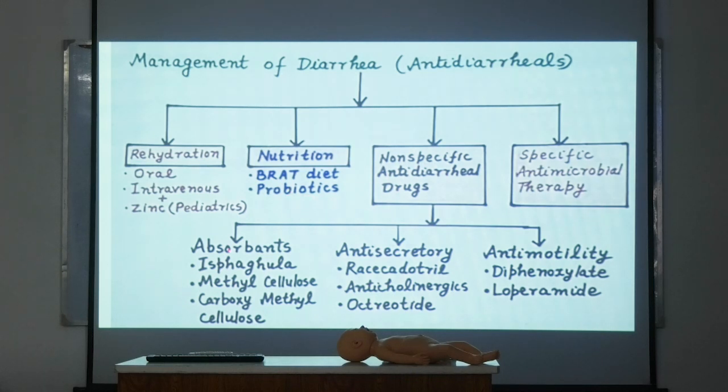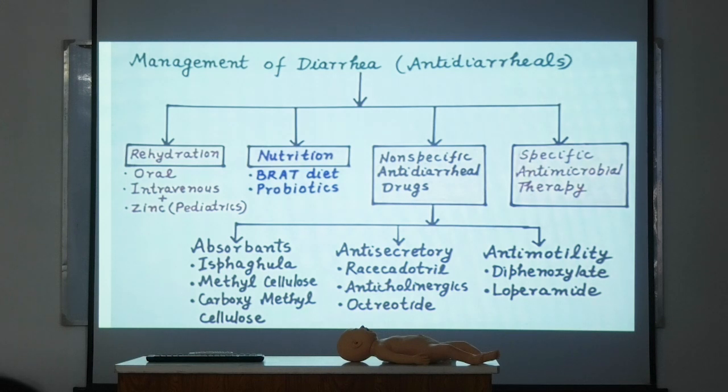Non-specific antidiarrheal drugs, first come absorbents. They are useless agents, basically, not used so much. In clinical practice, I have never seen anybody using absorbents. A patient is having a lot of loose watery stool, you are giving these agents. Methyl cellulose, isopgol, these agents will go and absorb the water.